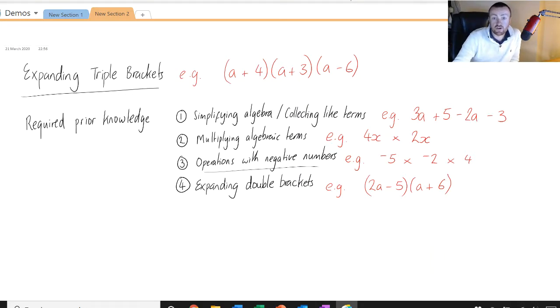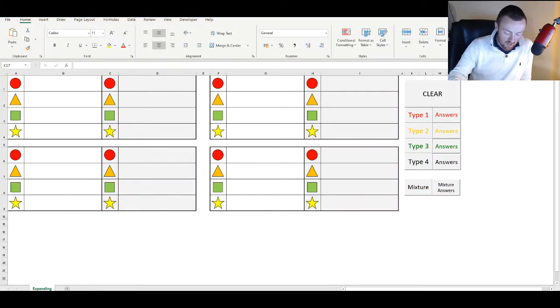Hello, I've not done a video in a while, so I thought I'd do a quick video on expanding triple brackets. This is quite a big topic, so I'm going to split it up into two videos. Before we get into it, I'll just show you quickly.